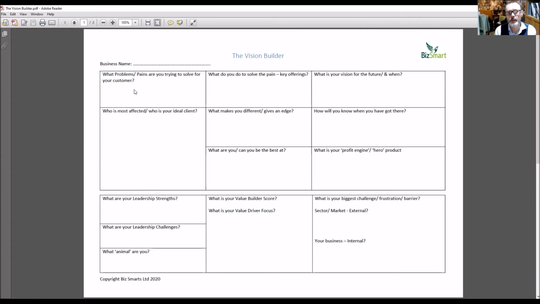Don't worry about this middle box here about the value builder score and your value driver focus, because that's the focus of the second session. So we'll come to that later.